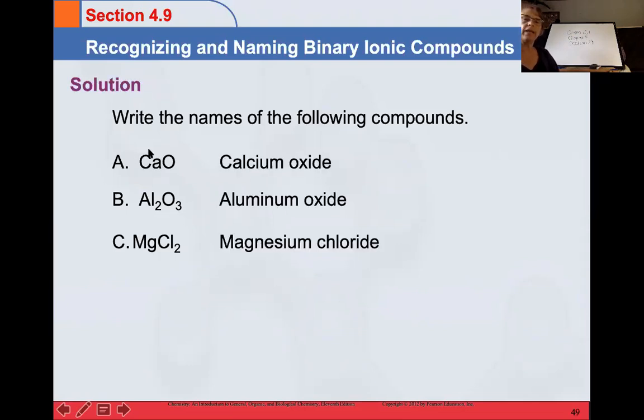So here we would have calcium for the metal and oxide for the non-metal, aluminum for the metal, and again, oxide for the non-metal. And here, magnesium for the metal and chloride for the non-metal.